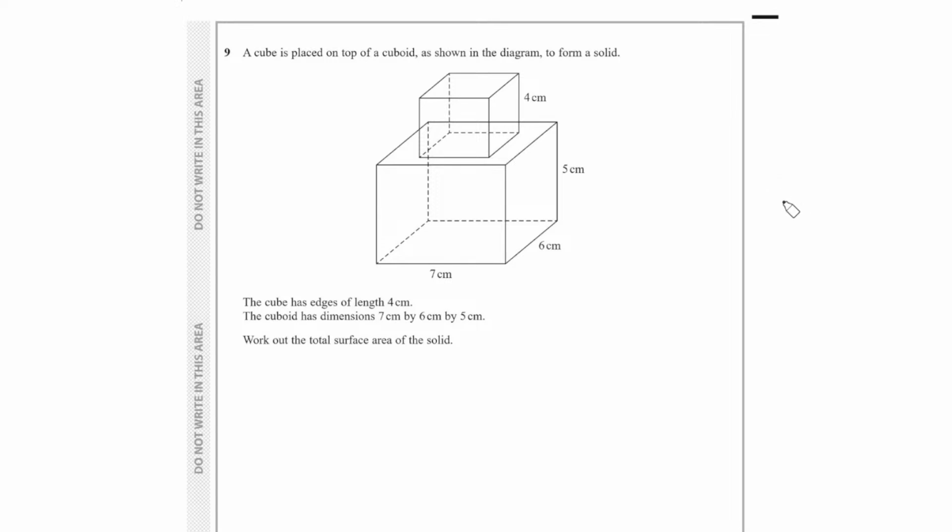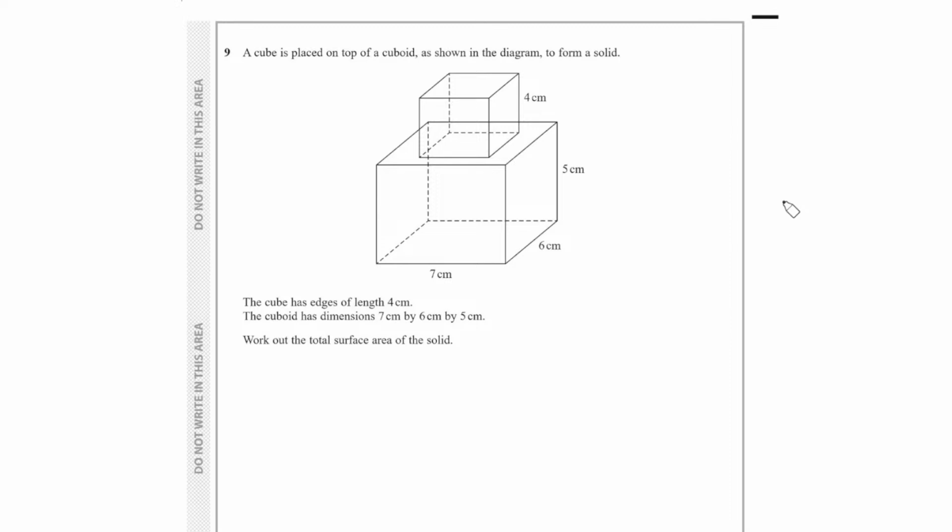Okay, question 9. A cube is placed on top of a cuboid, as shown in the diagram, to form a solid. The cube has edges of length 4 centimeters, and the cuboid has dimensions 7 by 6 by 5 centimeters. We need to work out the total surface area of the solid.